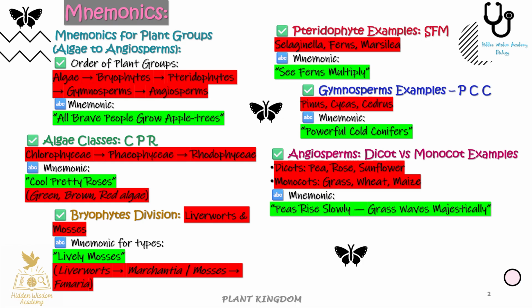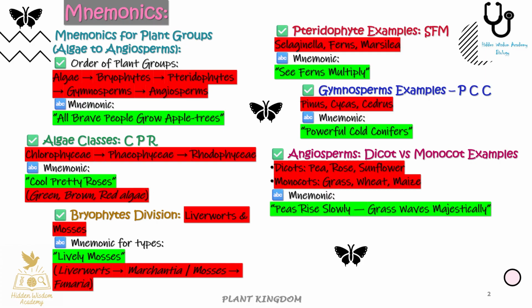Let's understand the plant kingdom step by step with fun mnemonics. Order of plant groups from simple to complex: Algae, Bryophytes, Pteridophytes, Gymnosperms, Angiosperms. Mnemonic: all brave people grow apple trees. This helps you remember the evolutionary sequence in plants.